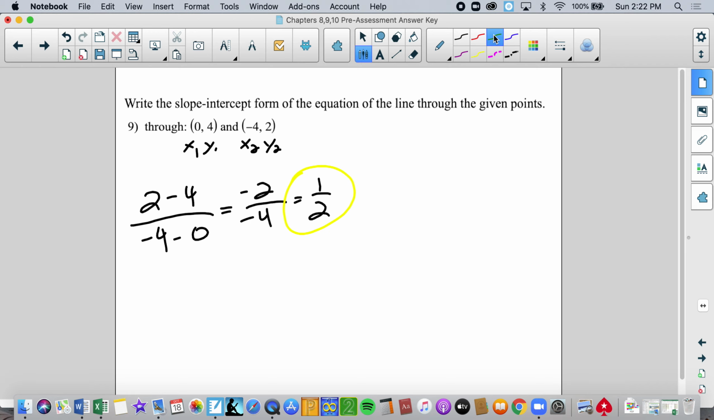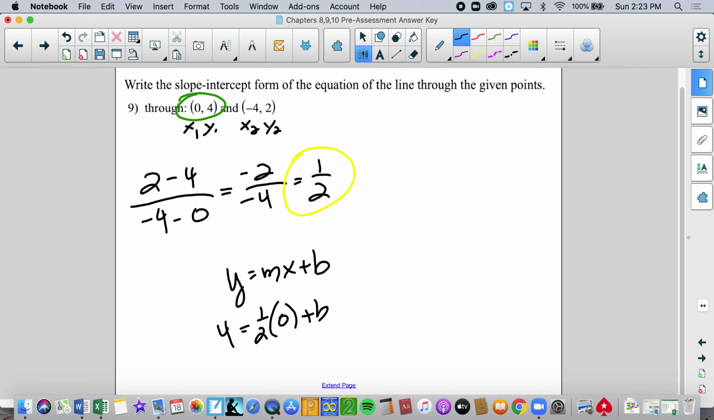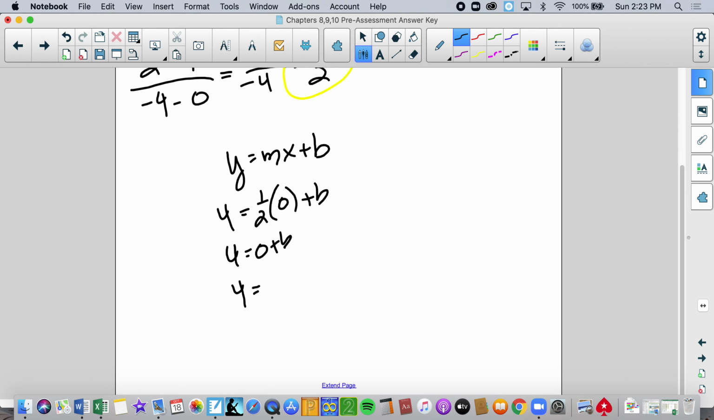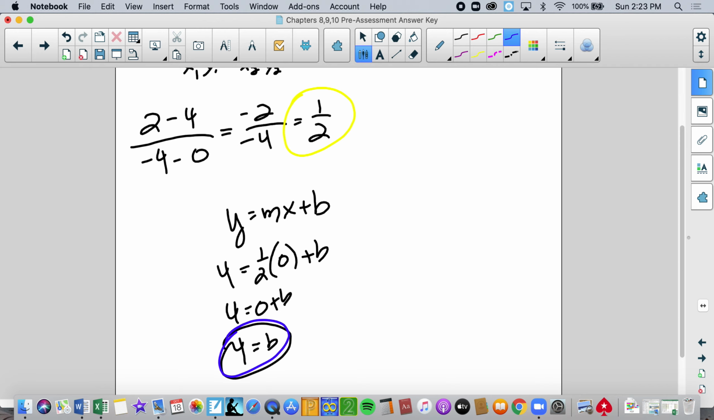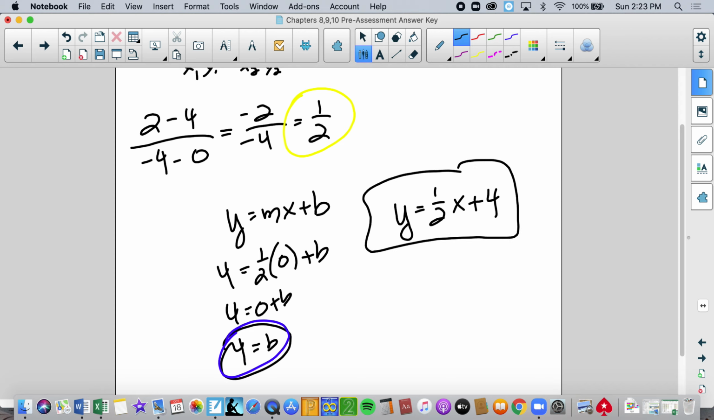I'm going to pick a point. I'm going to stay consistent. Y equals mx plus b. Y equals 4. Excuse me. M is 1/2. X is 0 plus b. 4 equals 0 plus b. And 4 equals b. So my y-intercept is 4. My slope is 1/2. Y equals 1/2 x plus 4 would be the solution to the equation.